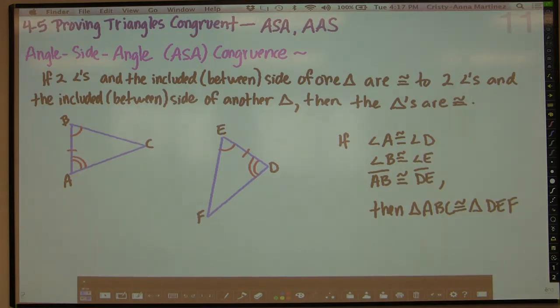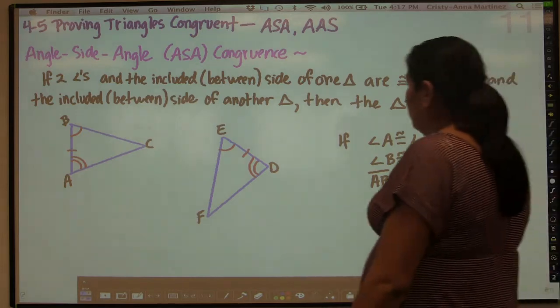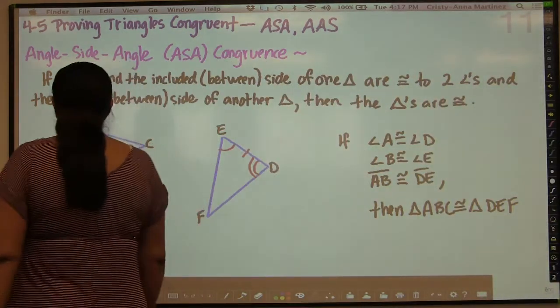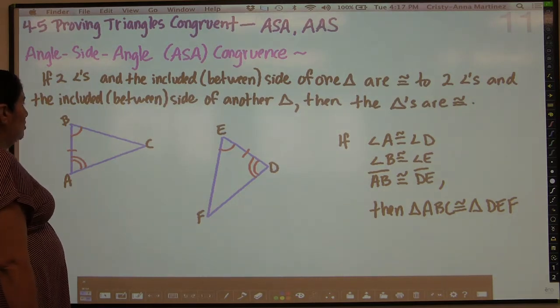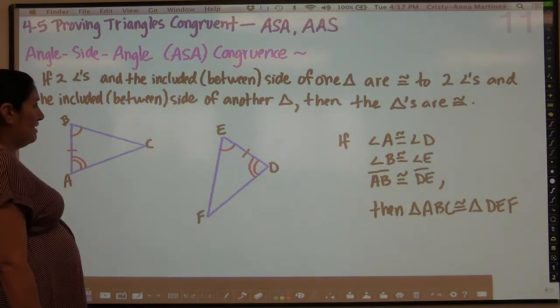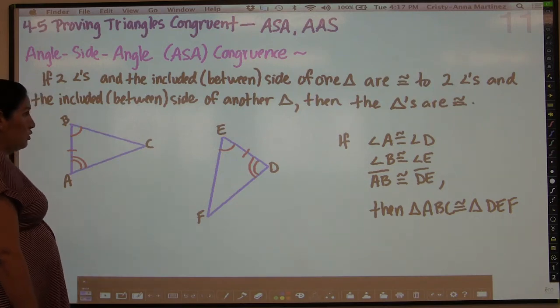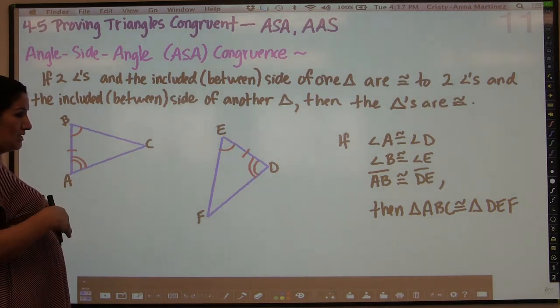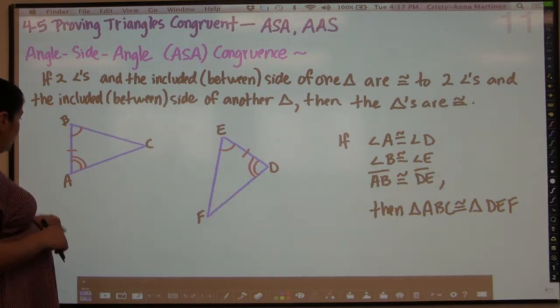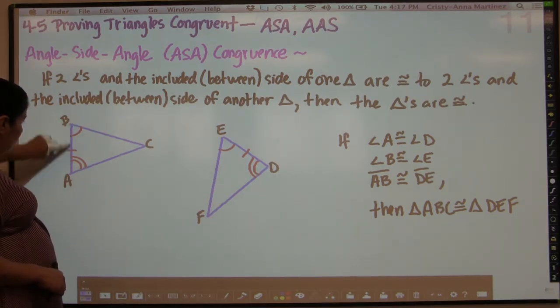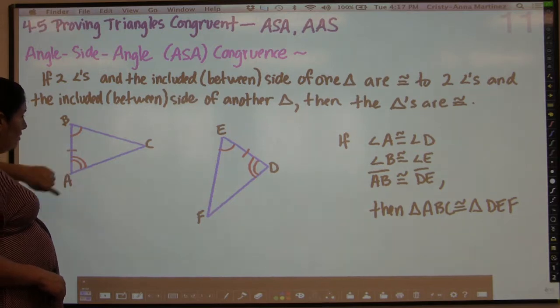First up is angle, side, angle, and the acronym ASA. It basically states that if two angles and the included side, so the side that's in between the two angles, and we talked about that in the last one with side, angle, side, that time you wanted the angle to be in between the two sides. This time you want the side to be in between the two angles, so you can see your angle A, angle B, and the side that is in between the two congruent angles.